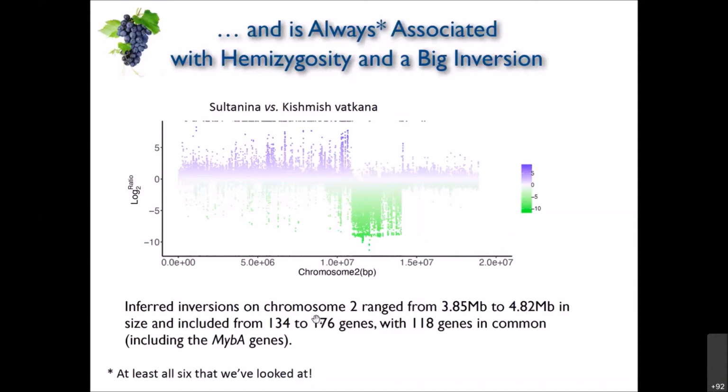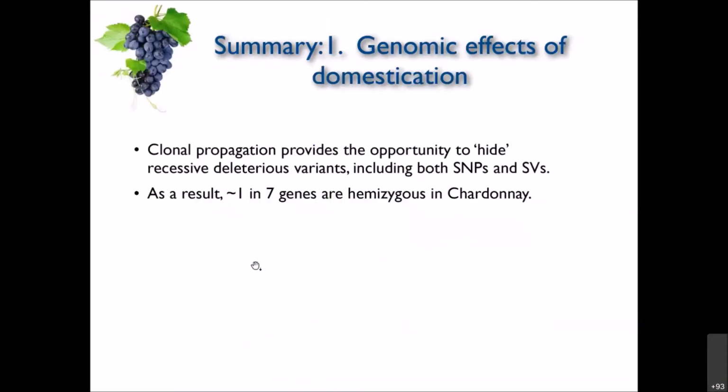They included from 134 to 176 genes, 118 genes in common. We looked at those genes. We didn't see anything really interesting. We think it's really all about the MYB genes. So that's what I want you to get from the first part of this talk.